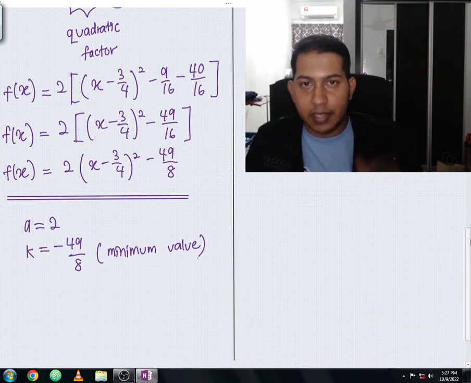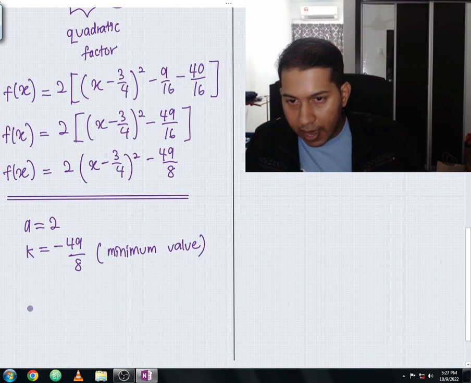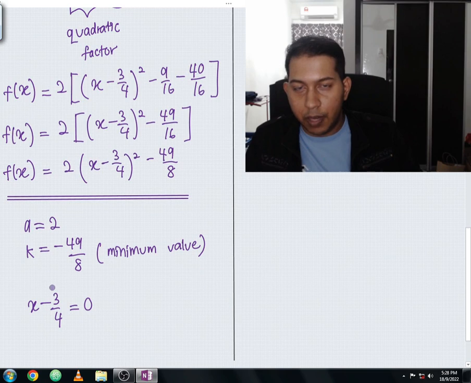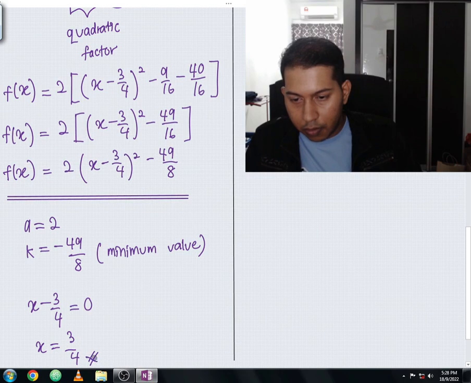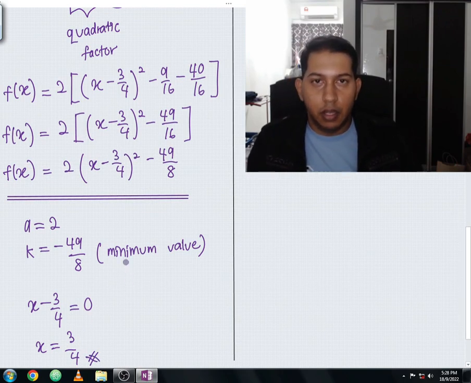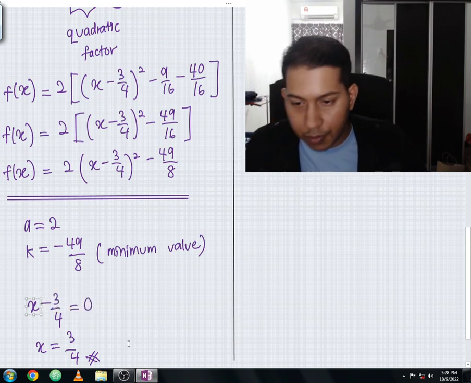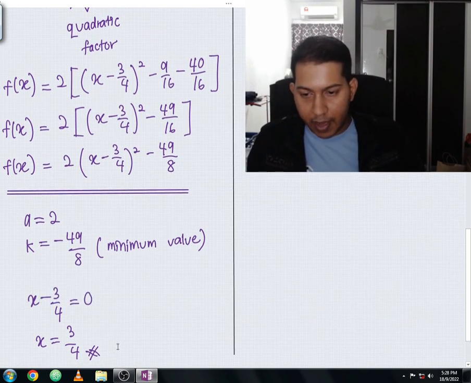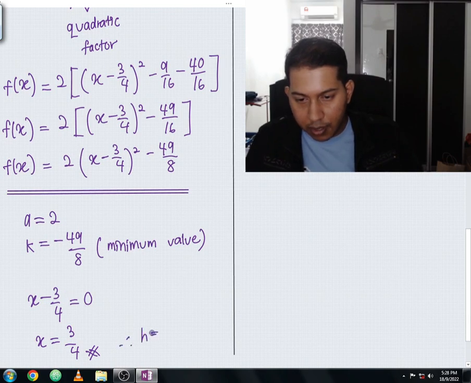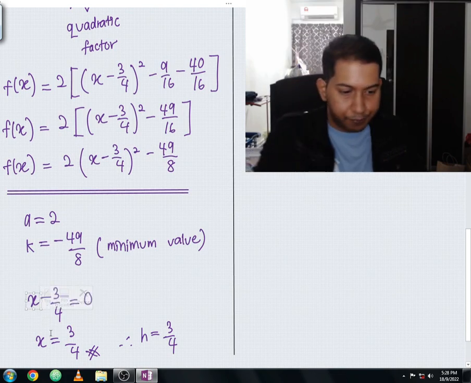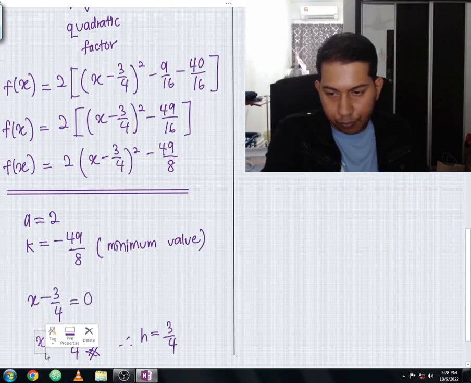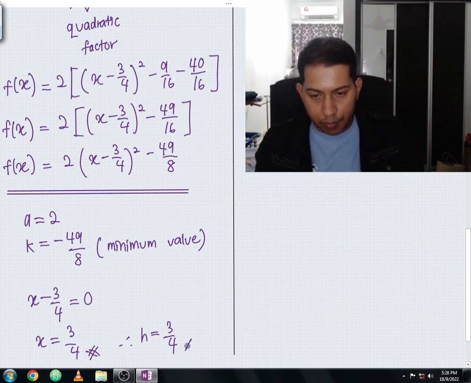So from here, to find the axis of symmetry, very simple. x minus 3 over 4 equals 0. So this equation we're going to bring over here, and you get x is equal to 3 over 4. This is your respective x value, or in this case we can write it as the value of h. x equals 3 over 4, therefore h is equal to 3 over 4. This is actually h.